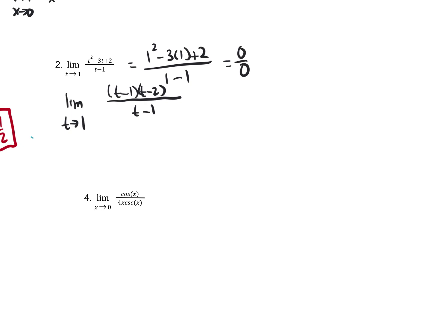Now the benefit of doing this, obviously, is if you look, we have this common factor that cancels out. We're left with the limit as t tends to 1 of simply just t minus 2. No denominator anymore. So now this is going to be an easy direct substitution. 1 minus 2 is negative 1.